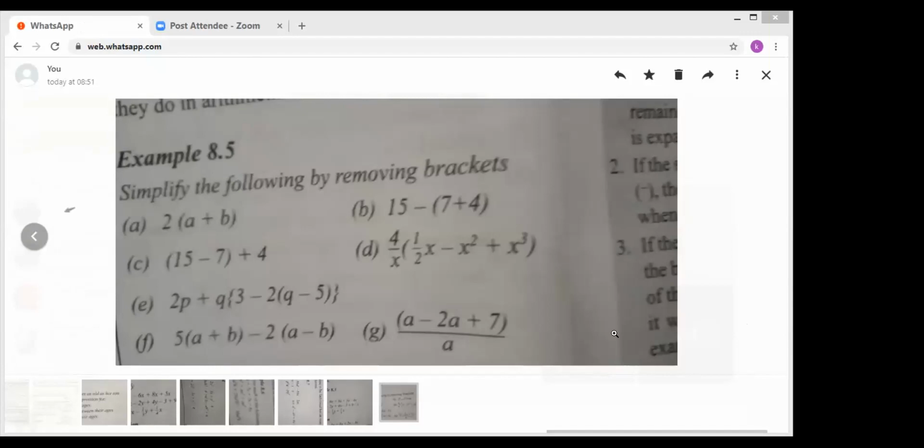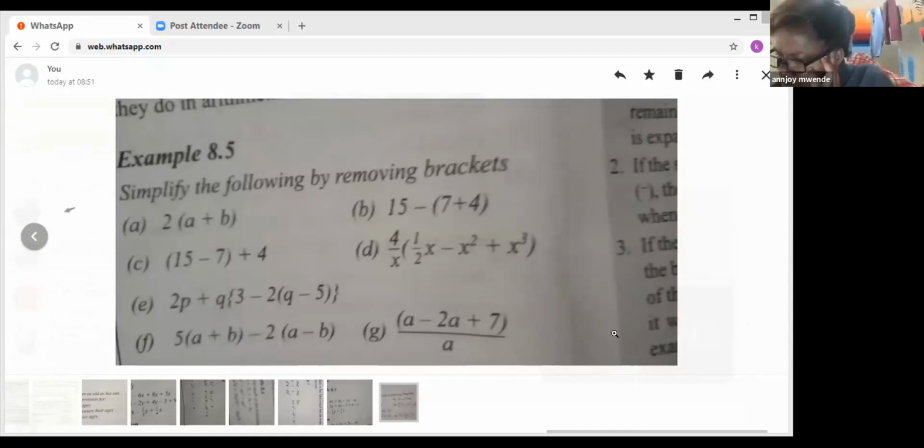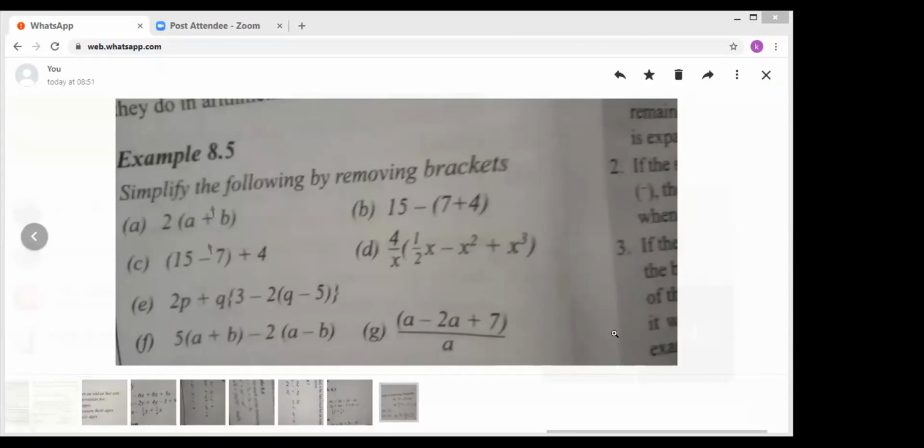Clarence, I'm waiting for the answer. Clarence or Mariba, I'm waiting for the answer from you. Unmute yourself. Yeah, the answer is question F. Yes. Question F, the answer is positive 3A, positive 3B.